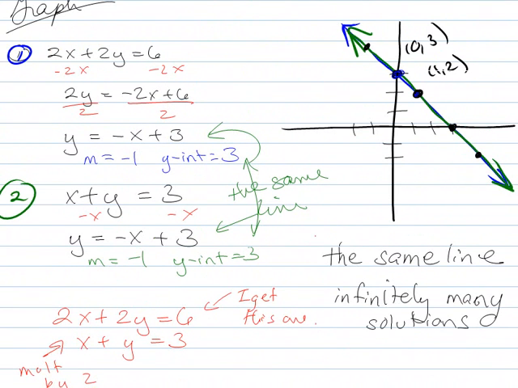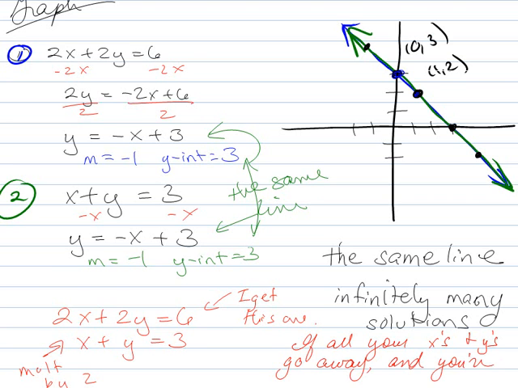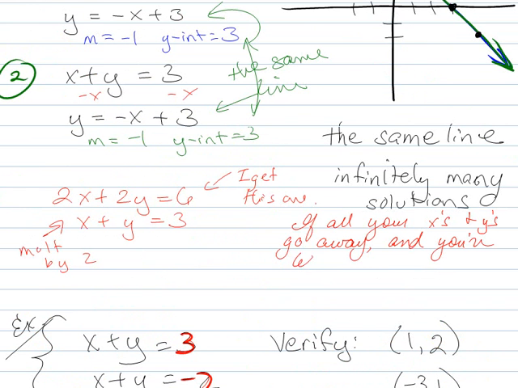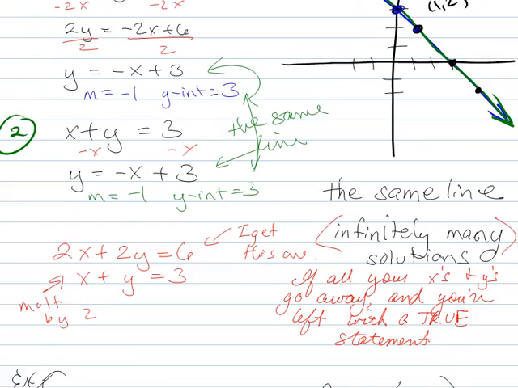So add this into here. If all your x's and y's go away and you're left with a true statement, then that means you have infinitely many solutions because you've got the same line.